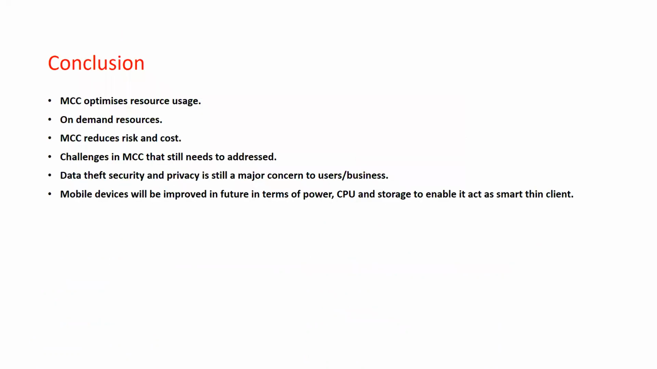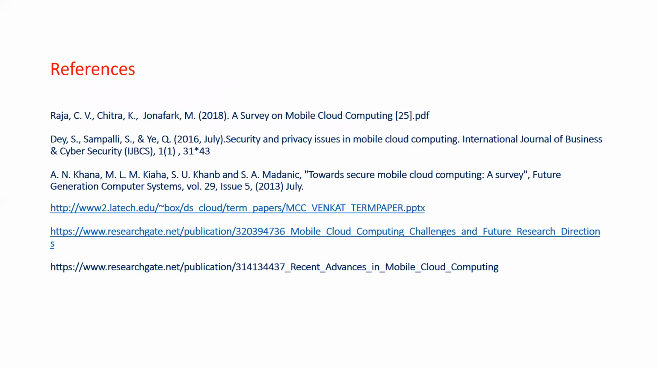From this, the next slide is the conclusion. Mobile cloud computing optimizes the resource usage. It also provides on-demand resources. It reduces the risk of cost. Though there are some challenges that need to be addressed, data theft, security, and privacy are still an issue. And mobile devices, according to this, should be improved in the future to enable them to act as a smart client. And the last slide, I have got my references.